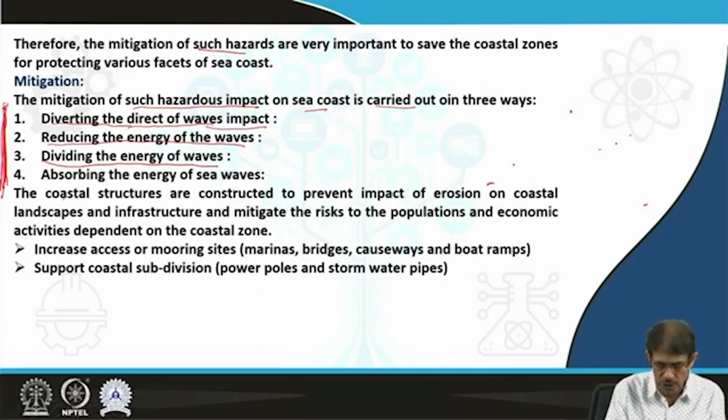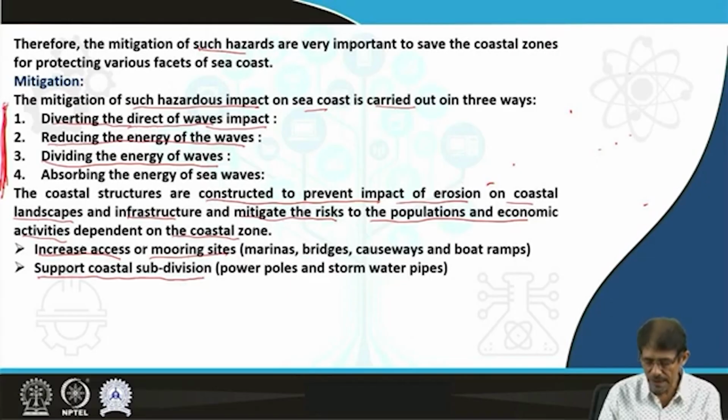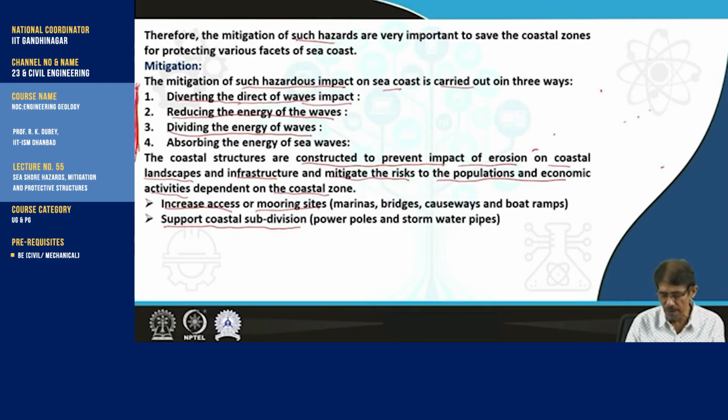The coastal structures are constructed to prevent the impact of erosion on coastal landscapes and infrastructures and mitigate the risk to the population and economic activities that depend on the coastal zone. They enhance increased access to marine sites and support coastal subdivisions like infrastructure concerned with power poles, stormwater pipes and others, lighthouses and others.